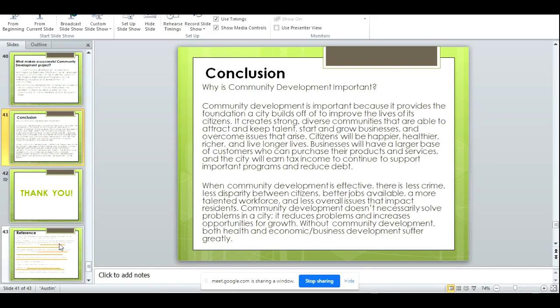Community development does not necessarily solve the whole problems in a community, but it reduces the problem and increases opportunity for growth. Without community development, both health and the economy of the community will suffer greatly.